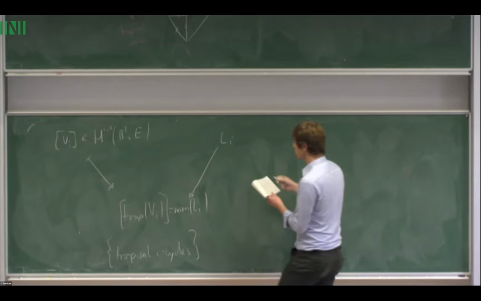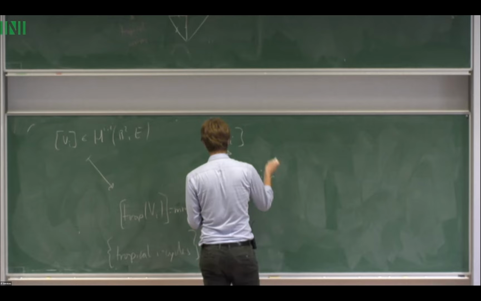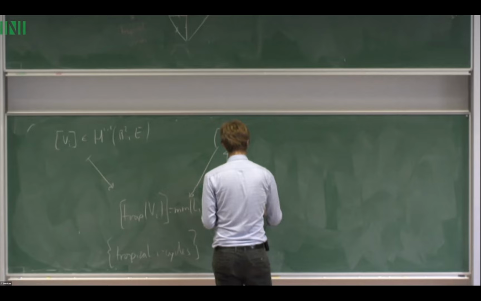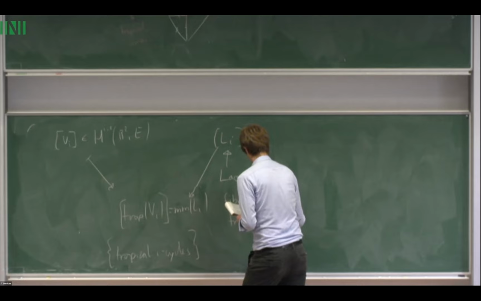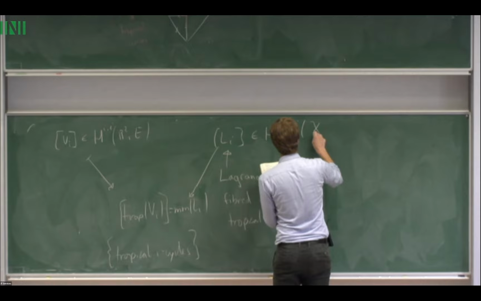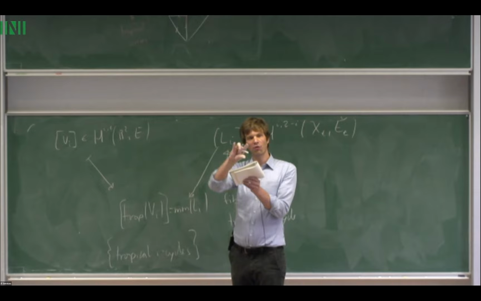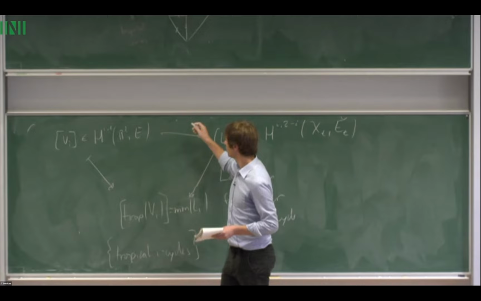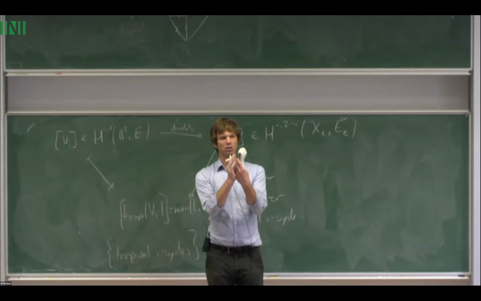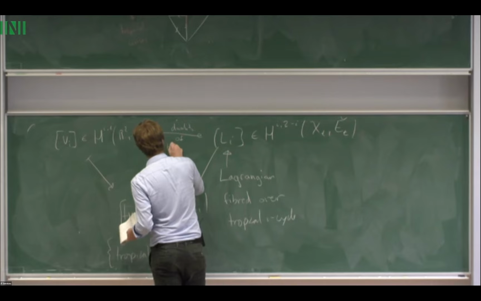And so this would be a Lagrangian. I really need to write a bit better. This is a Lagrangian. I'll explain how this works in a second. And this would give me an element in H^{2-i,2-i} of X_t, E_t, check. And here, for the people who know, if you think about mirror symmetry as a duality of Hodge diamonds, that's exactly the duality between the central vertical axis here and the horizontal axis on this side of the Hodge diamond.